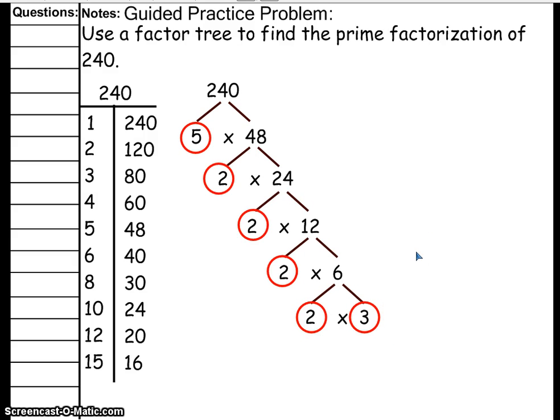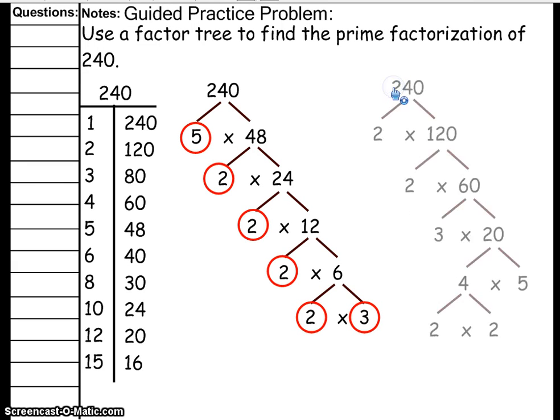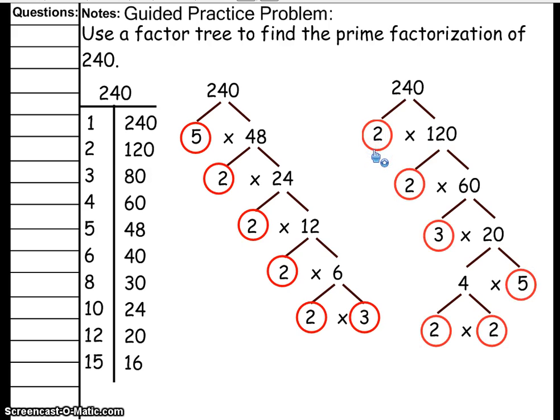But what if I've used a different set of factors to start off with instead of 5 times 48? Let's see what happens to our factor tree. We still have 240 as our large composite number. I used 2 times 120. And then we worked it out. And as you can see, we have our prime numbers that we need to make cherries out of. So again, I have 4 2s, 1 3, and 1 5.